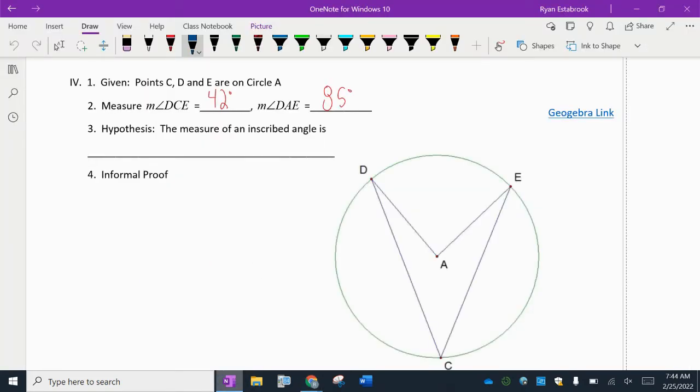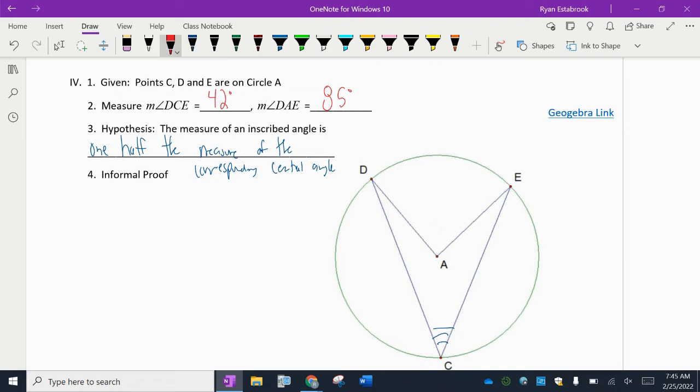So why does it work that way? Why is the measure of an inscribed angle, this angle C down here, 1/2 the measure of the corresponding central angle? Again, angle C is half of angle A. Why is that true? Can we give a deductive, informal proof as to why that's true?